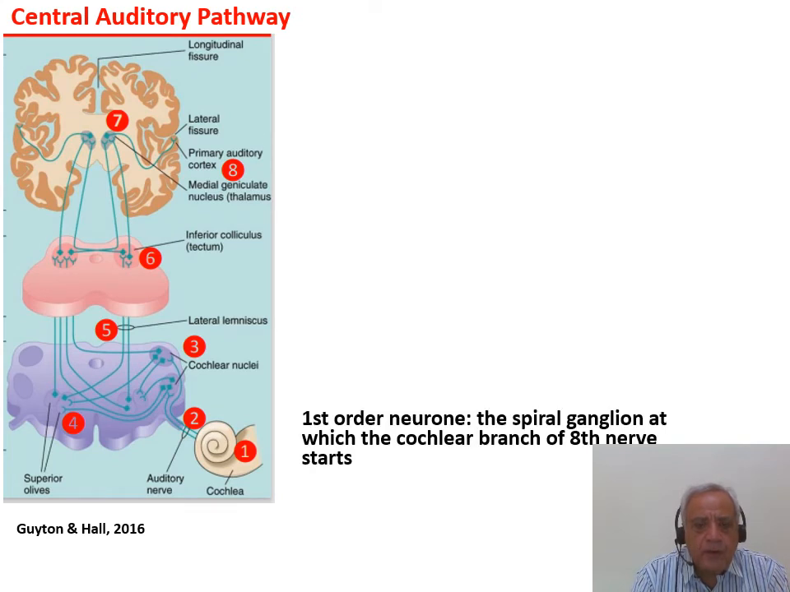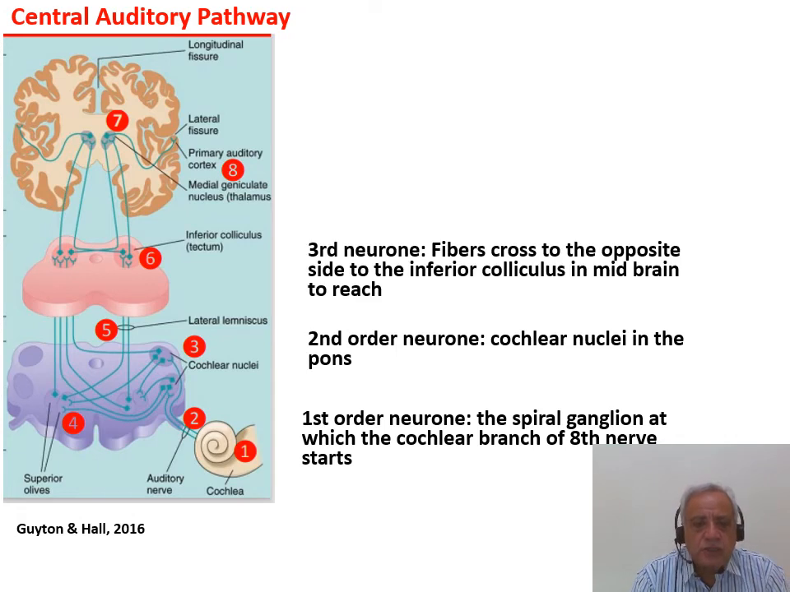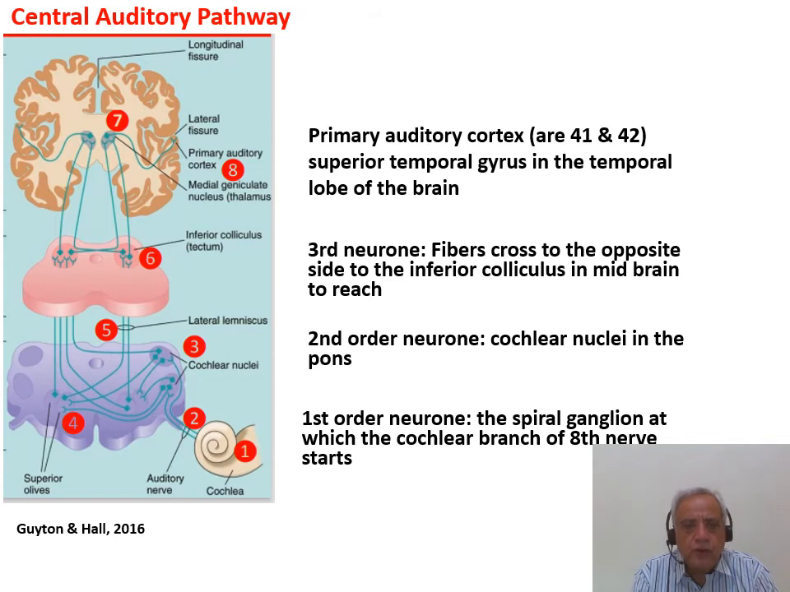Then we move from the first order neuron, which is the spiral ganglion, where there are dendrites near the hair cells, and the axon near the auditory nerve, and this axon will go with the cochlear branch to the brain, to the second order neuron, which is the cochlear nuclei in the pons, and then it will cross to the opposite side to be the third order neuron in the inferior colliculus in the midbrain. So spiral ganglia, cochlear nuclei in the pons, and inferior colliculus in the midbrain of the opposite side, and it then goes to the auditory area.